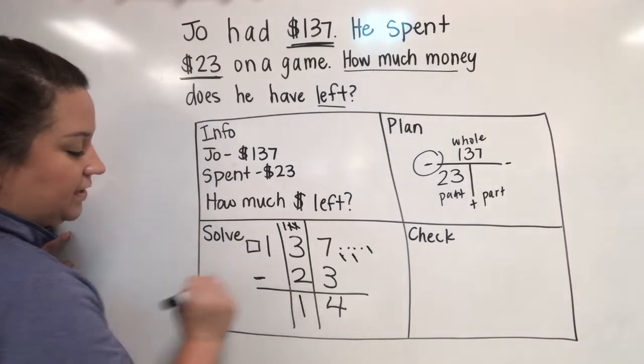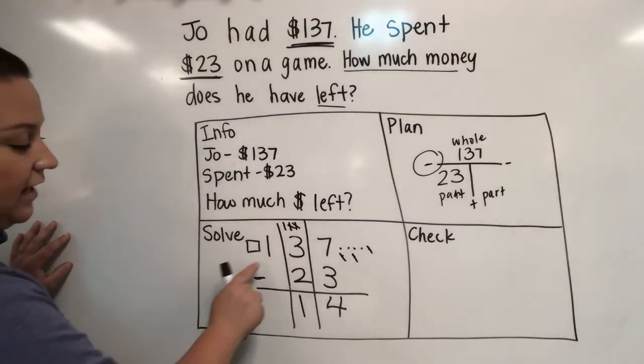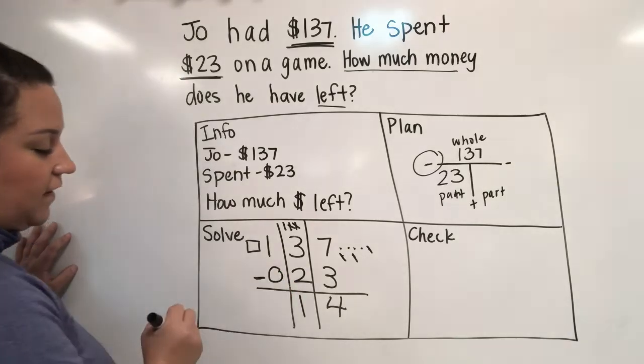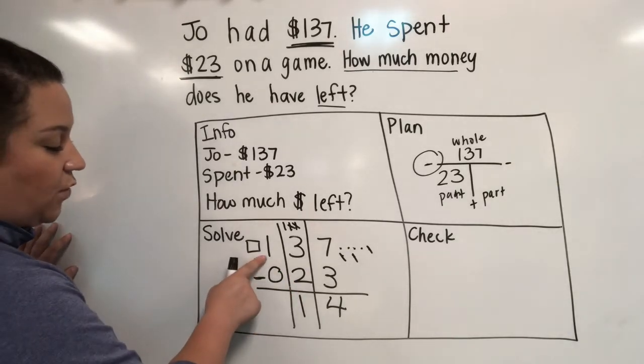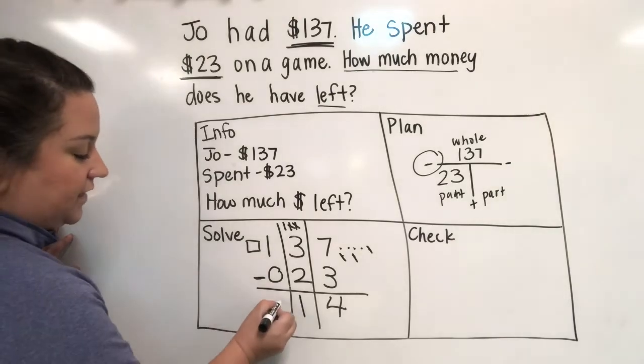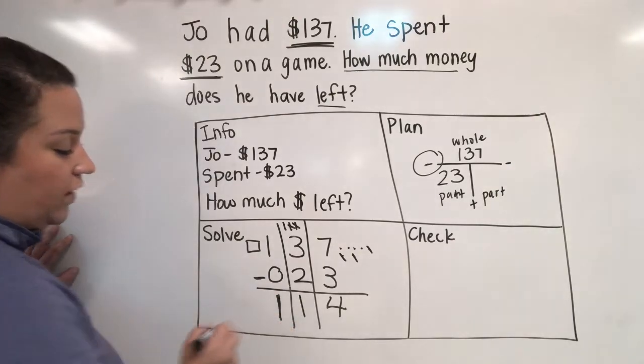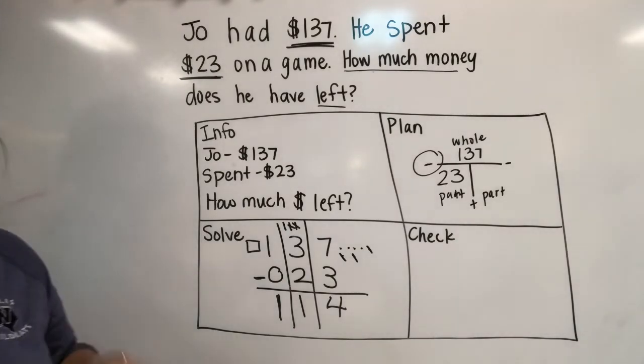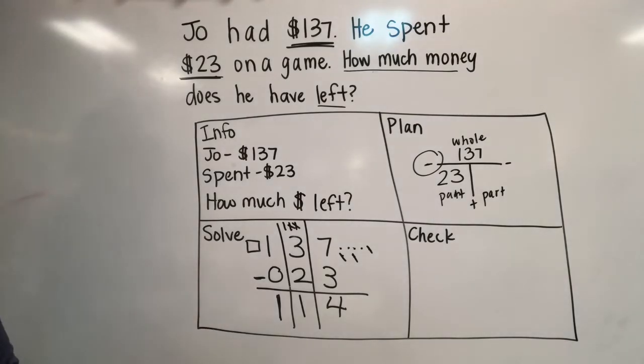How many do I have left? I have 1 ten left. Okay, and then we have 100 minus 0 because there's nothing there in the hundreds place. So 100 minus 0 leaves us with 100 left. So I want you to try to solve that and see, were you able to get 114 also? You try it and see.